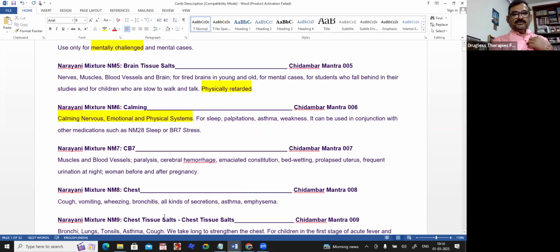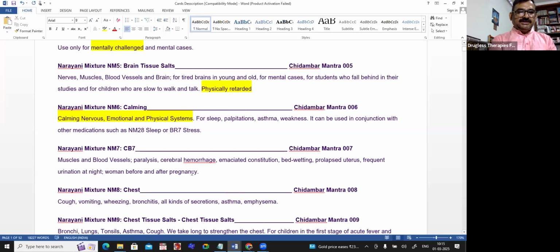This one I am going to circulate in our PDF, because it is question and answer. It is not that we are testing your knowledge, but when the time comes you should be able to prescribe accurately, like giving calming for the nervous system, emotional and physical system. It can also be used for sleep and other things. You can use this later as an add-on to the calming mixture.